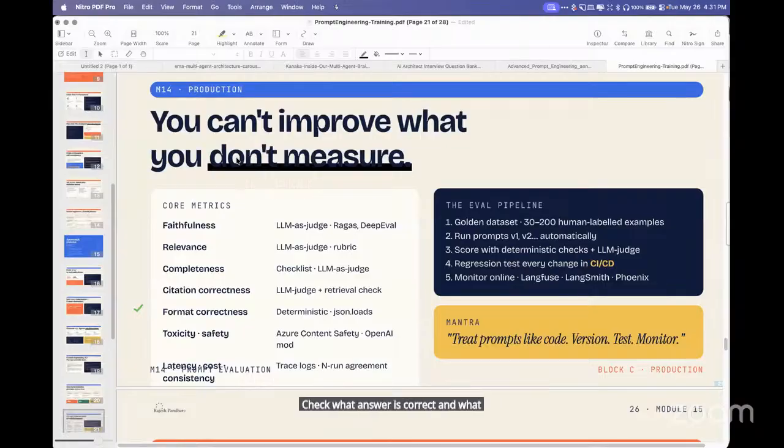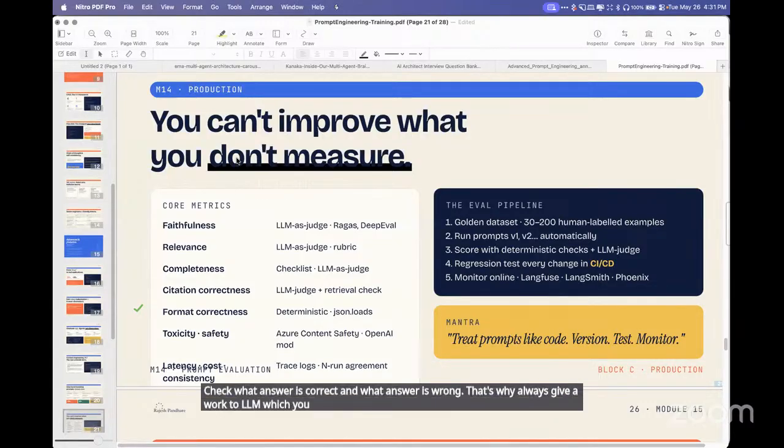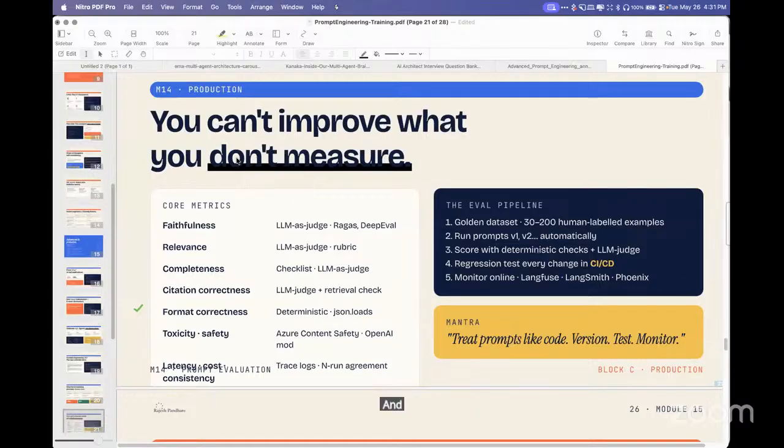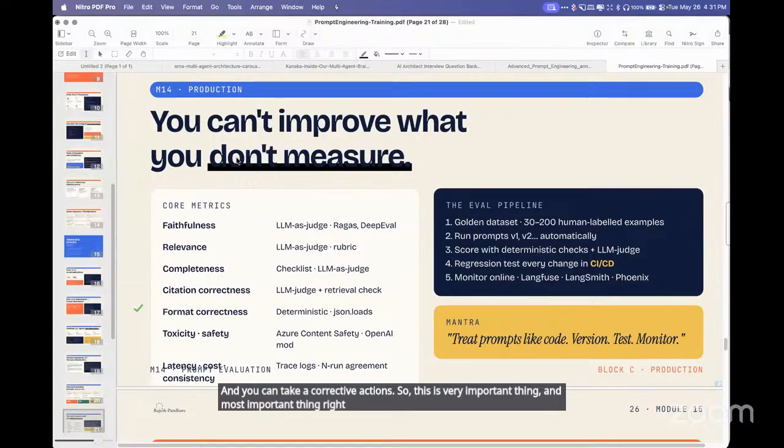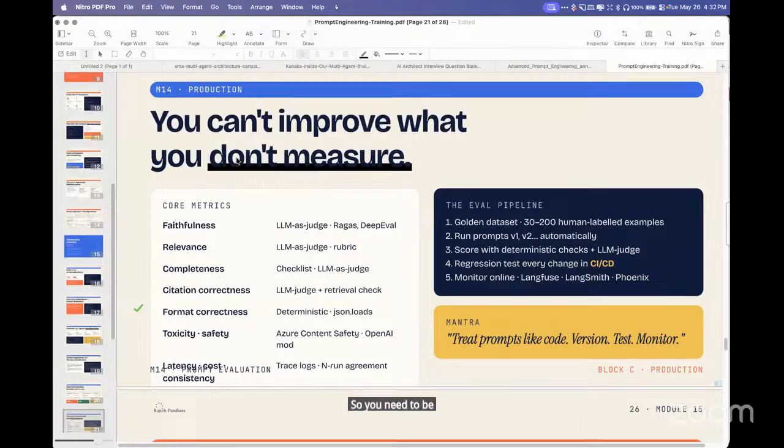That's why always give work to an LLM which you know how to do, or for which you know the right way to answer. Then you can gauge whether the answer from the LLM is correct or wrong, and you can take corrective actions. This is the most important thing in today's LLMs, because Google will always give you a no for no answer, but an LLM will always give you some answer, and that answer can be wrong or it can be right. So you need to have knowledge of that thing.